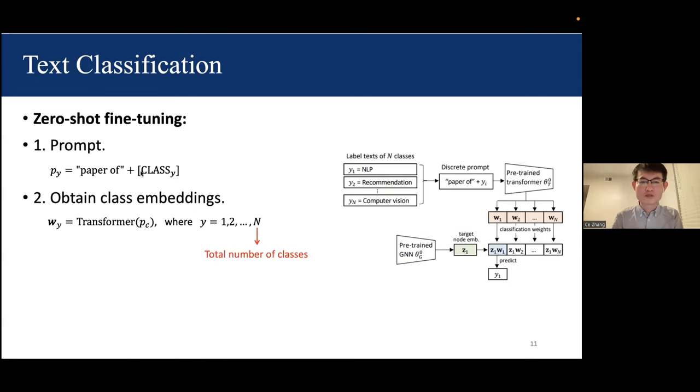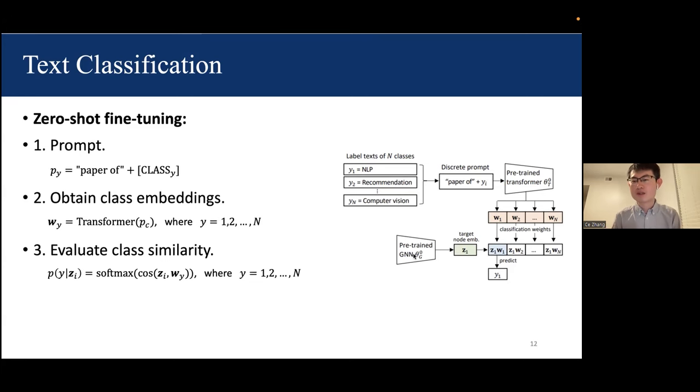So for each class, we have its own prompt. We input the prompt into the transformer, and then we can obtain the prompt embedding, which is W. Because we have n classes in total, we obtain n W's, each corresponding to one class. Finally, we input the current document to the graph neural network and obtain its embedding. Then we compare the similarity between the current graph neural network embedding and each class embedding W, and see which class has the highest similarity. Suppose the first one has the highest similarity in the right-hand side figure, then we say the first class is predicted by our model, or the input document should belong to the first class.